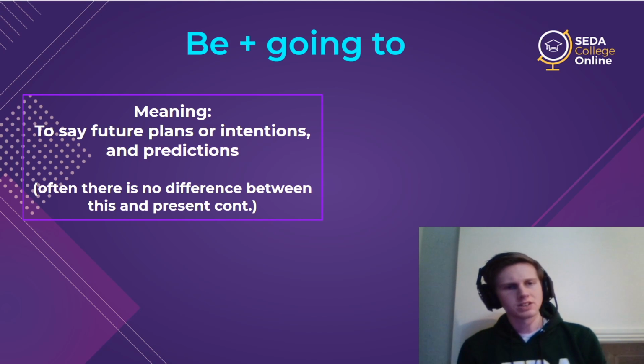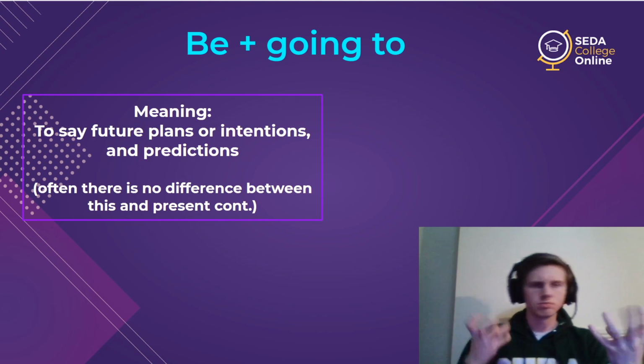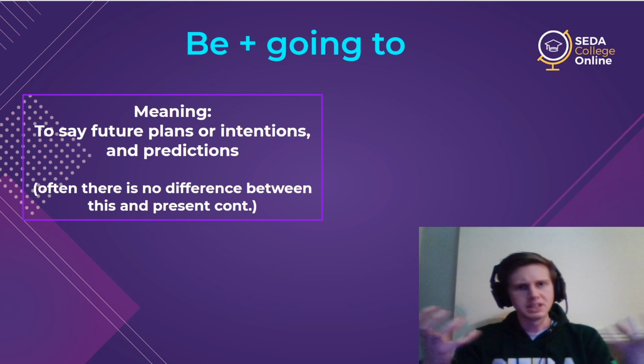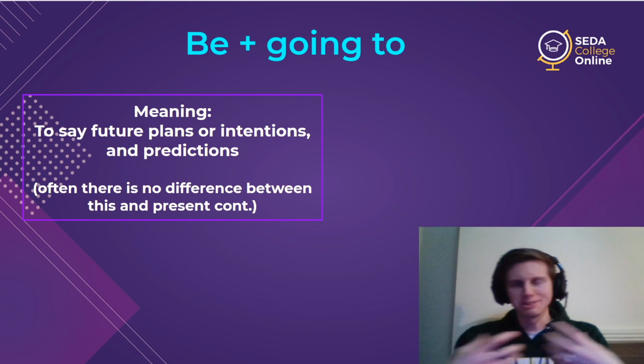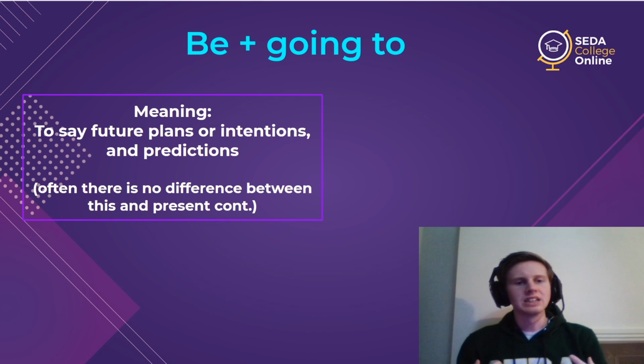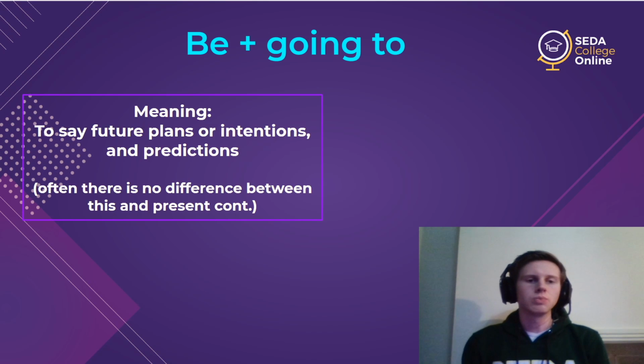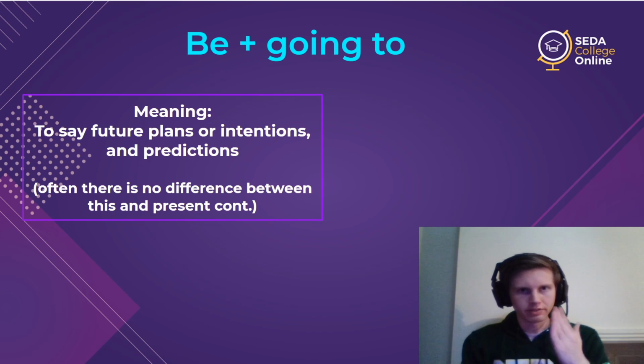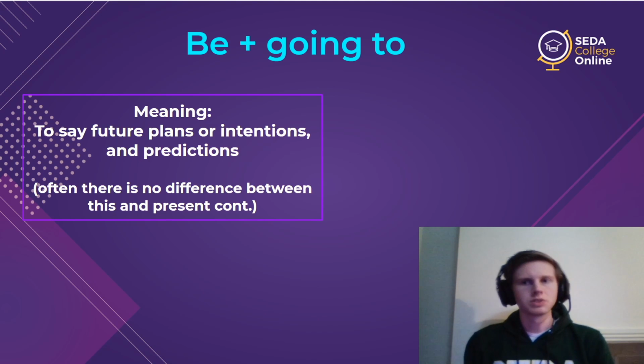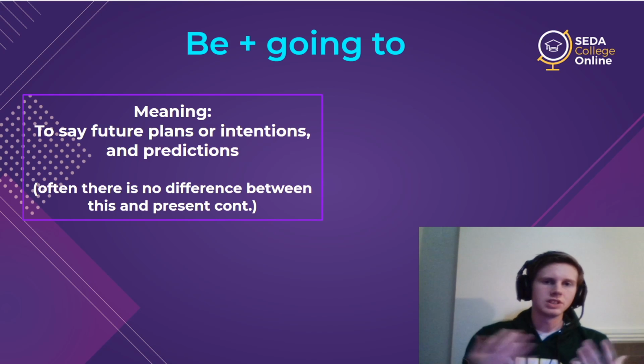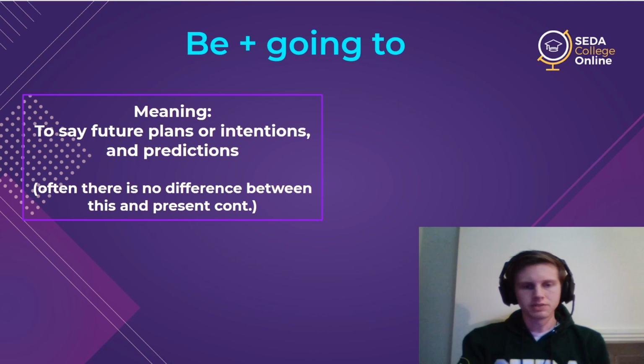So what makes a future plan different from a future arrangement? Those are synonyms in the dictionary, plan and arrangement. It has that idea about sociality, travel, as well as when the plan is made or when it was kind of confirmed. Often there is no difference between this and the present continuous, so don't worry too much if you find it difficult to see the difference, but I'll try to give some examples.